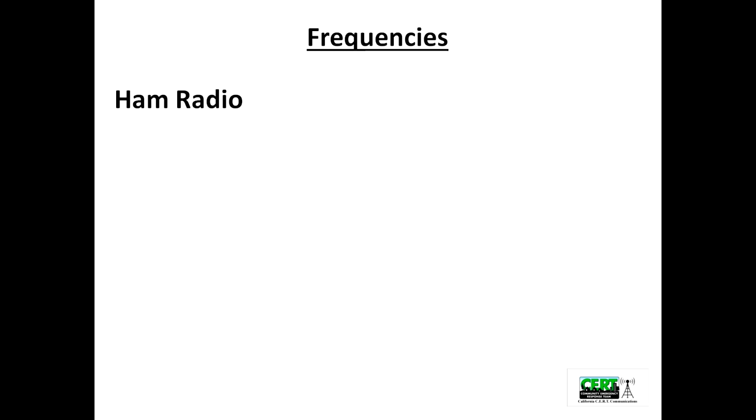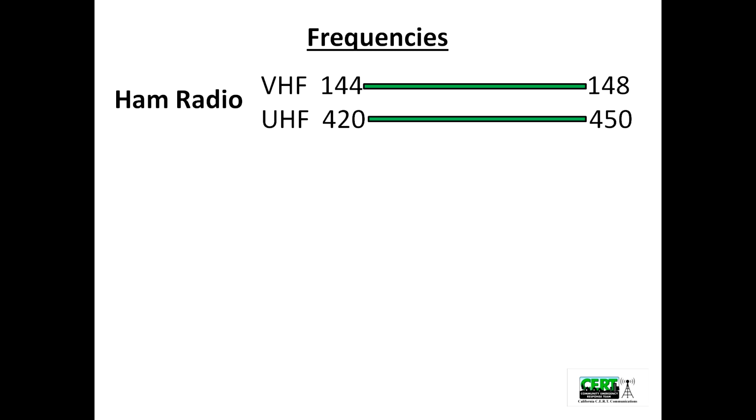All right, frequencies. Ham radio, we're going to talk about that first. With ham radio, VHF stands for very high frequency. It starts at 144 megahertz and goes all the way to 148. There's not really designated channels. It's not like you can click a dial on the top of your radio and say, I'm going to channel 1, 2, 3, 4, 5, or whatever it might be. With this, it's frequencies.